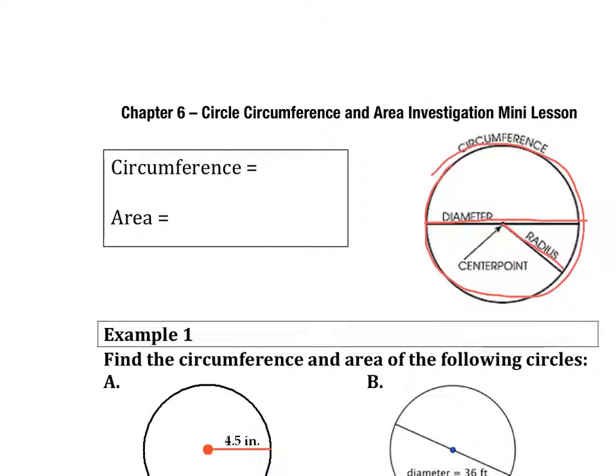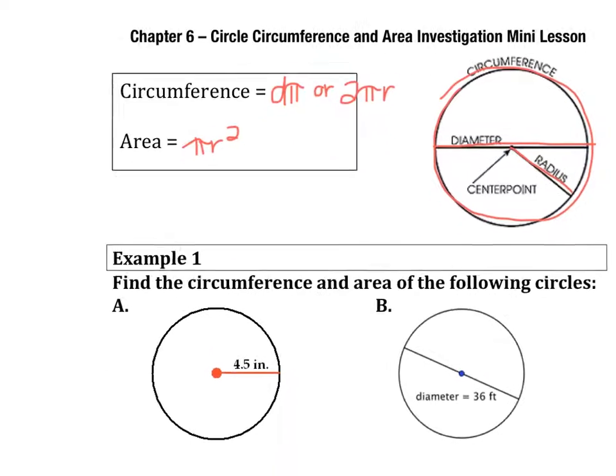Now your formulas: circumference can be written as diameter times pi, or it can be written as 2 times pi times r, which makes sense because it would be 2 of the radiuses, or a single diameter. A single diameter is 2 radiuses. And then the area is pi times r squared. We're going to be using these a lot, but they are ones that you're going to need to memorize.